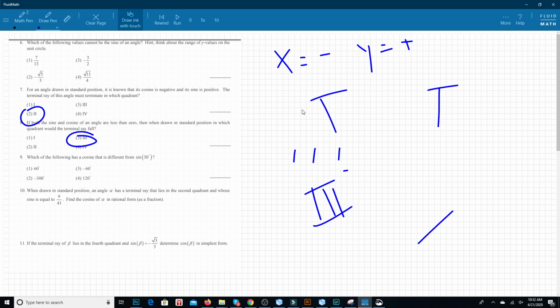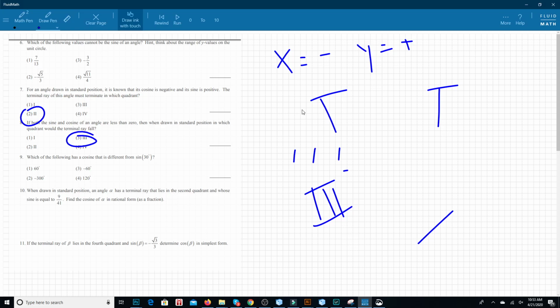So let's look at sine 30 degrees. We'll go to 30 degrees and look at the sine. The sine, again, is going to be the y value. Now we're looking for a cosine. Let's look at cosine 60 degrees, which is going to be the x value, that's also 1/2. So the first one is out.